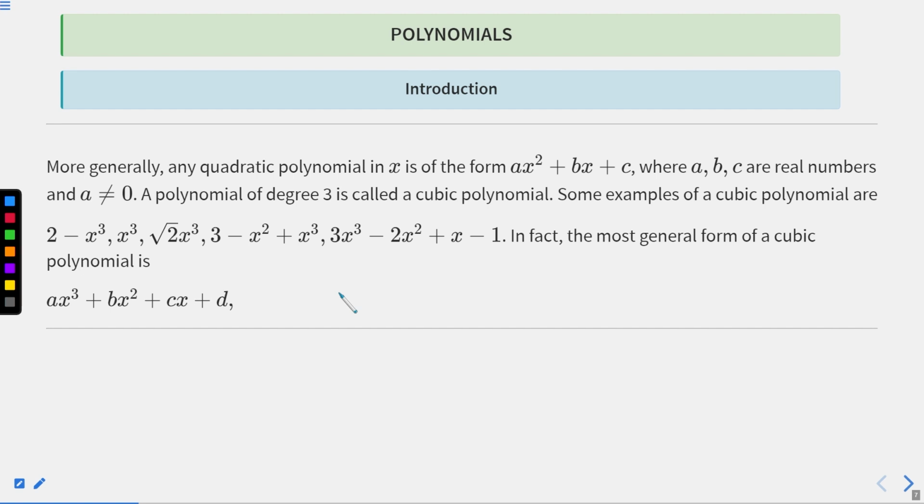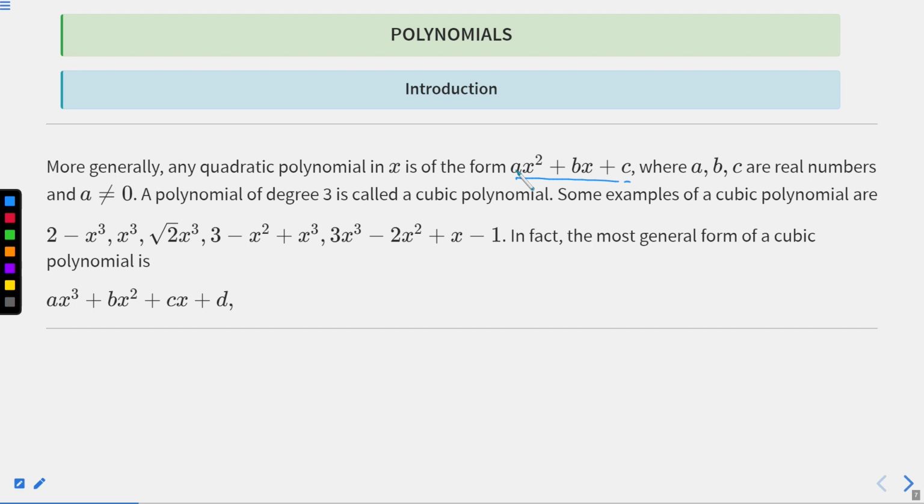Now more generally, any quadratic polynomial in variable x is of the form ax square plus bx plus c. This is the most general form of a quadratic polynomial, where a, b and c are real numbers and a should not be equal to 0. Now a polynomial of degree 3 is called a cubic polynomial.